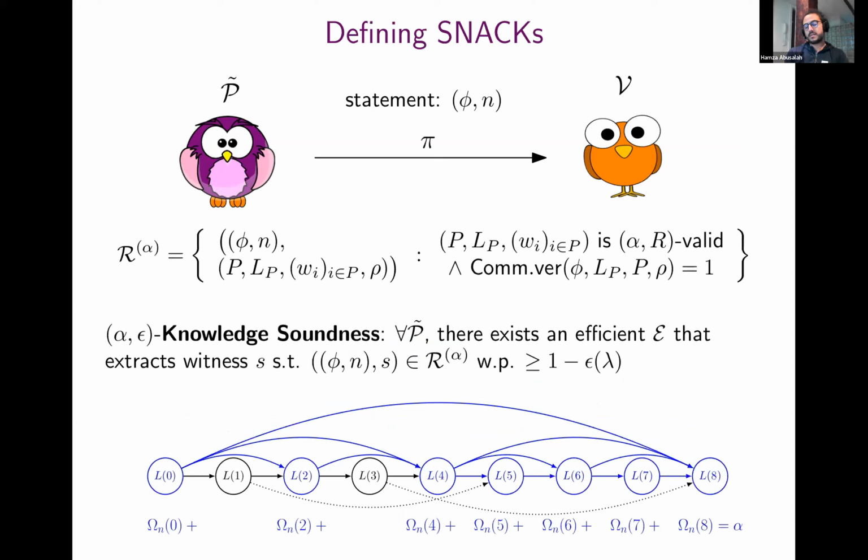Alpha-epsilon knowledge soundness is: for every convincing prover, we can extract a path in this relation that is alpha-R valid with very high probability, 1 minus epsilon. Okay, so here I'm giving an example again. The blue thing is something that you can extract. And I would highlight the extractability guarantees are important because this witness relation is a polynomial time relation. So ordinary soundness would be vacuous. We need to be able to extract from any convincing prover.